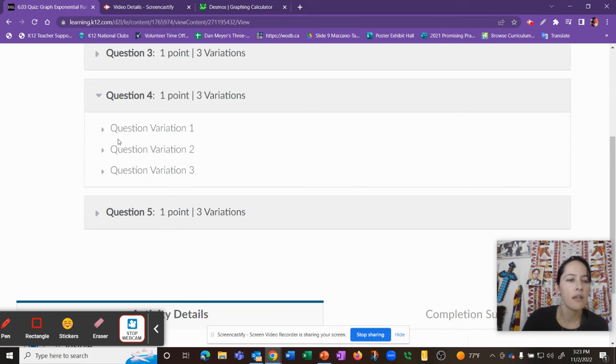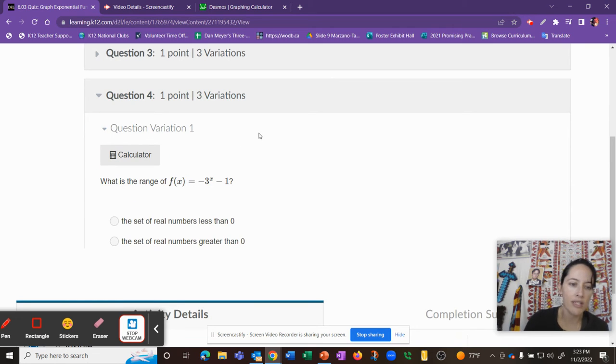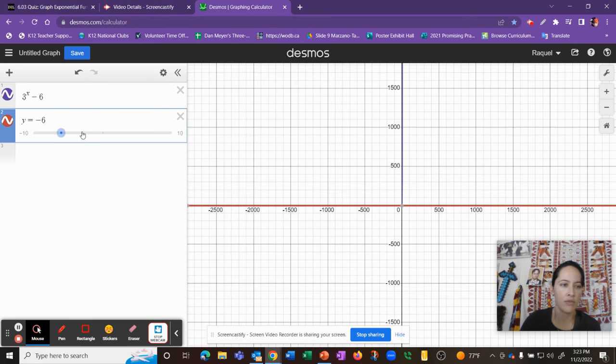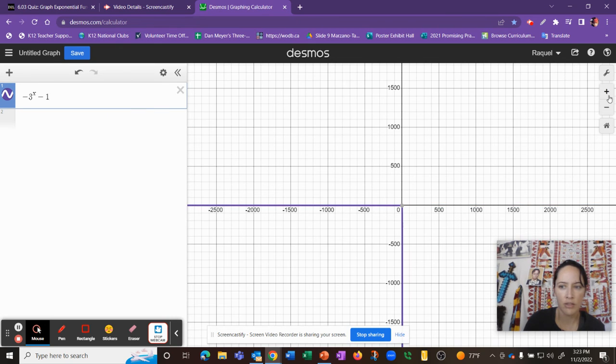Question 4. Question 4, what is the range? So here, we're also looking at what does the graph look like, and then where is the asymptote? So let's go ahead and graph it. -3, we're going to put a negative, and we're going to do -1. I'm going to get rid of this. I'm going to zoom back in.